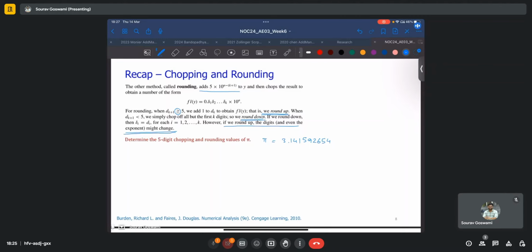Now we have to determine the 5-digit chopping and rounding limits of pi. If we are to express it in our standard form, we write fl(pi) for chopping. We simply have 5 digits, so 0.31415 times 10 to the power 1, because we took 3 before the decimal place. And that's it. We do not really care about rounding it off because it's chopping. So this would correspond to the chopping case.